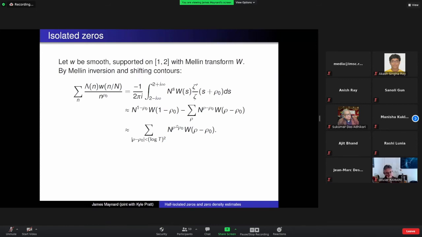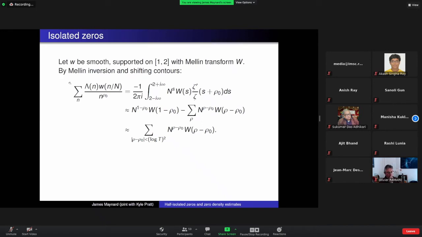So maybe I'll start out with just a basic attack, which also incorporates the work of Heath-Brown and Balasubramanian and Ramachandra. So you can just take your favorite smooth, non-negative function supported on the interval 1 up to 2, and let this have Mellin transform capital W. So little w is the smooth function, capital W is the Mellin transform.